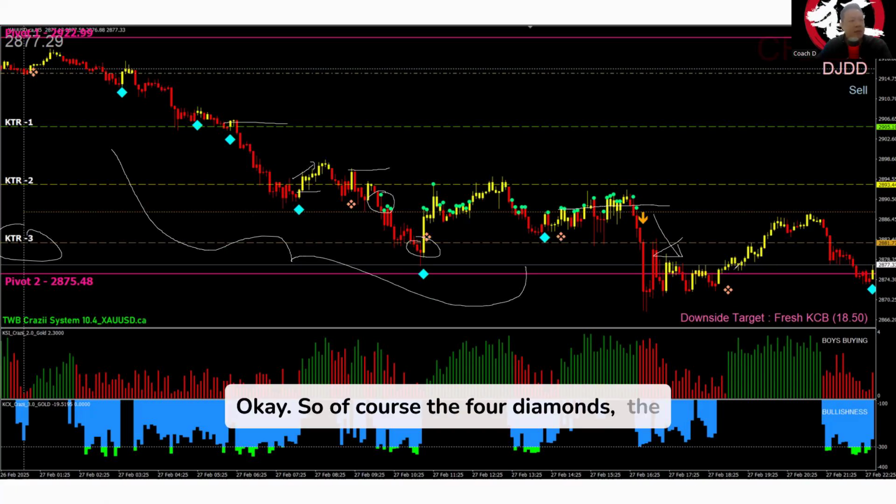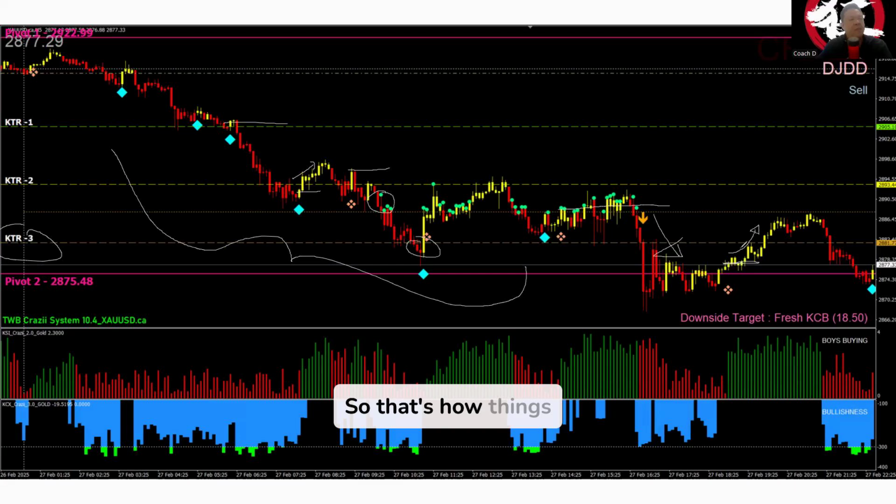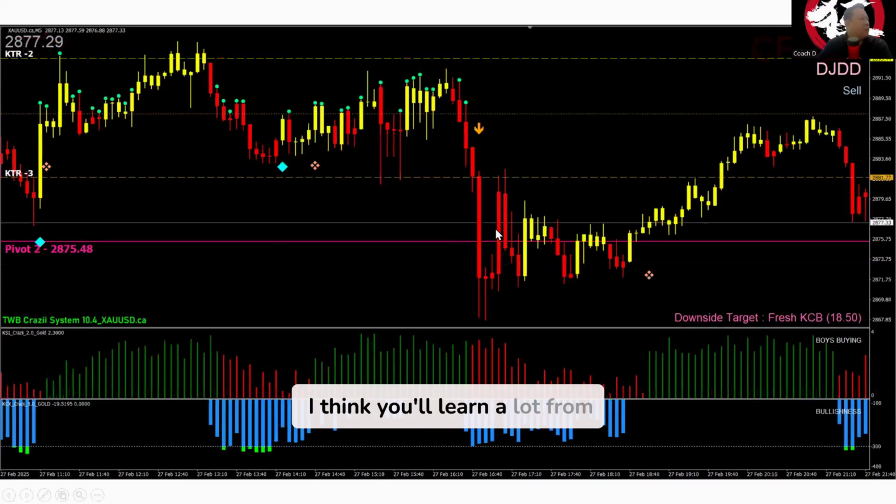Okay, so of course the 4 diamonds at the bottom here, draw a line, and that was whereby the market went right up again. So that's how things happened over the gold market as of yesterday. I hope you enjoyed the session until now. I think you'll learn a lot from here.